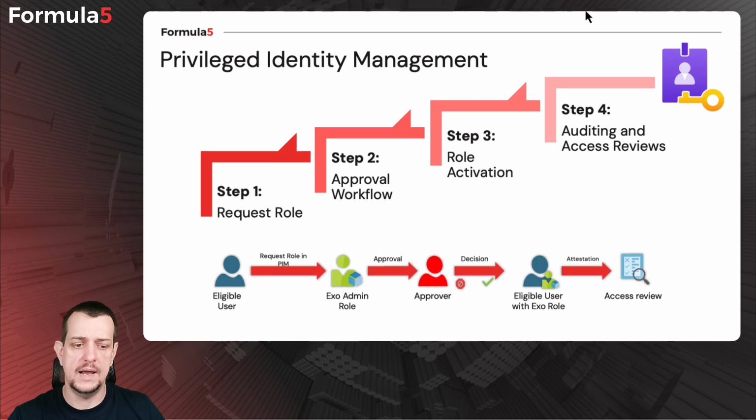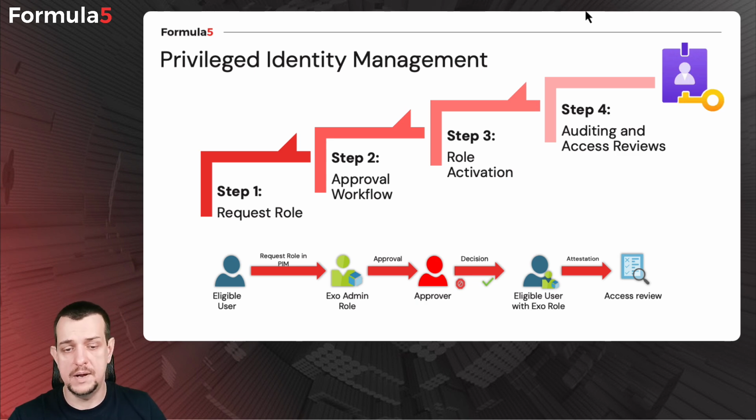Below you can see an example of the flow. So an eligible user will request a role in the privileged identity management portal. Then, based on the decision from the approver, he will get the access or will not get the access. If there is approval, the role will be delivered to the user, and then he can work on the specific task based on the request.